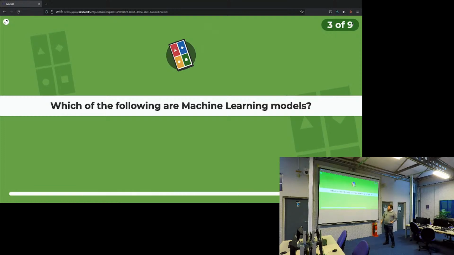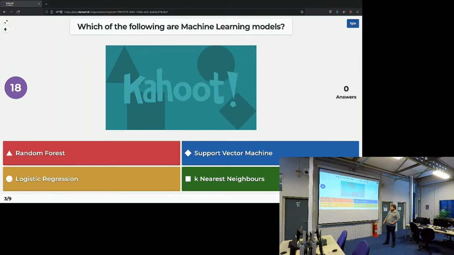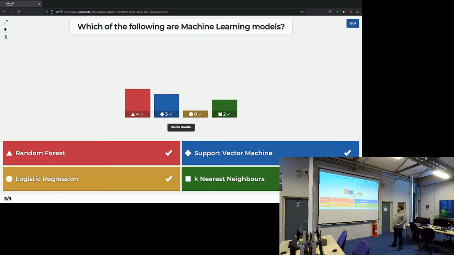So which of the following are machine learning models? It's a multiple choice. You can pick as many or as few as you want. They're all right. I messed that up, but yep, they're all right. So clearly I am bad at setting these up, but that's relevant. They're all different machine learning models, and we're going to go over some of these a bit later today. All right, next question, Sam.